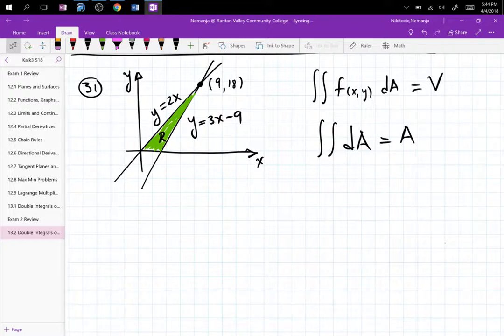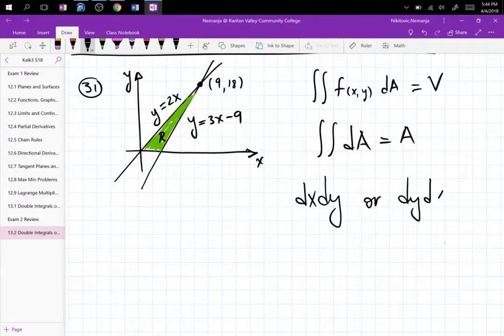Now, these are, again, skills from last class. Do I use dy dx or dx dy? So that's our question, dx dy or dy dx. So that is the question that we have to address. Remember our friend?